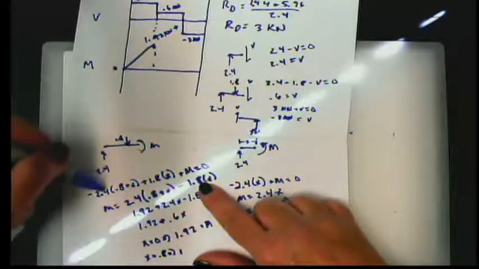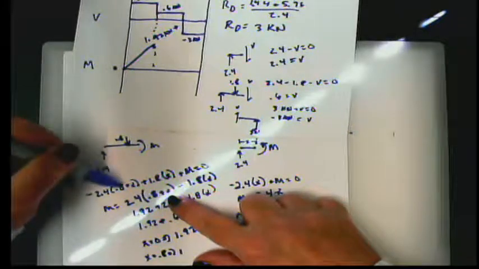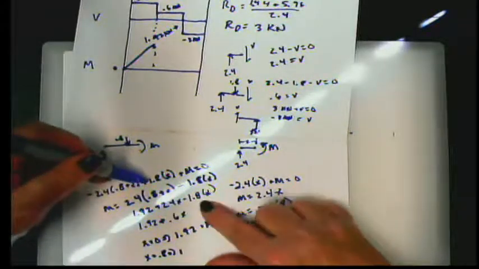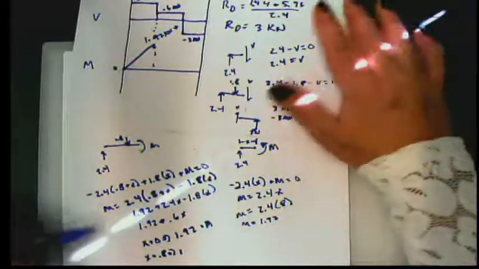I just want to make sure I got my signs correct. This should be a negative, eh? But it comes over as a positive, so it's 2.4. This comes over as a negative. Okay, just wanted to make sure I had that correct.